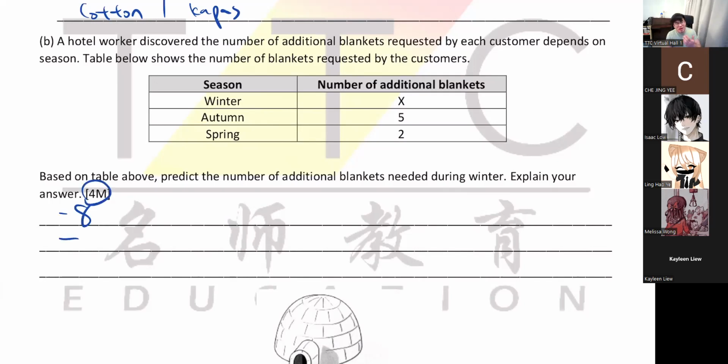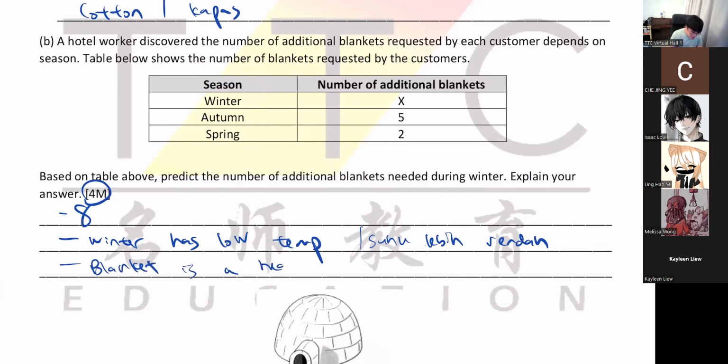Right, why use blanket? And why winter? Please, we explain the winter first. Okay, why? Because winter has lower temperature. Okay, musim sejuk, suhu lebih rendah. Okay, lower temperature. So what happens? So you can say blanket is a heat insulator. Okay, adalah penebat haba. So as an insulator, so it will.